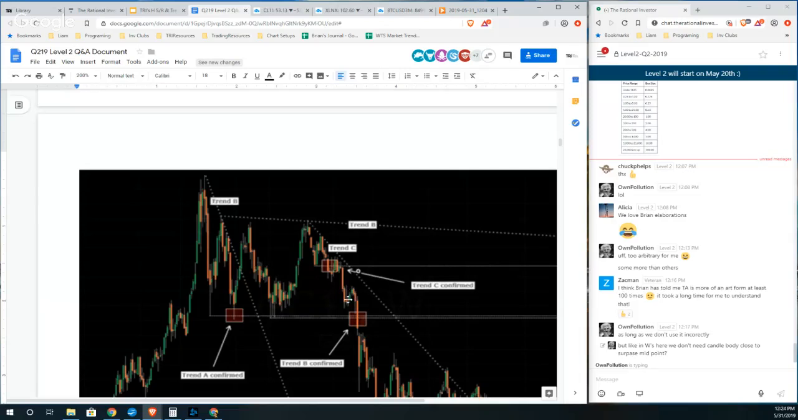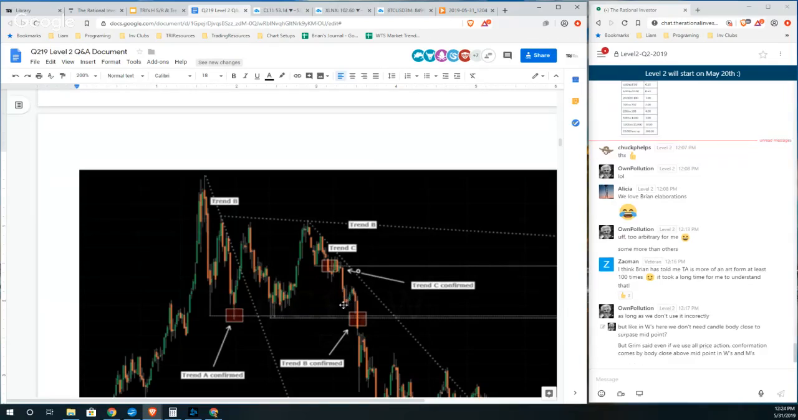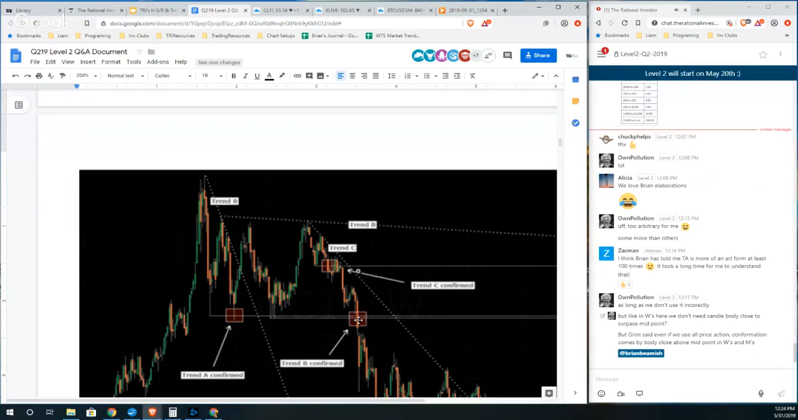I don't know whether we have a close on this candle below those levels. It could be. But me personally, I'm a big fan of all the price action is relevant. All right, so one question says, but like in W's here, we don't need candle body close to surpass midpoint. But Grimm said, even if we use all price action, confirmation comes by body close above midpoint in W and M.